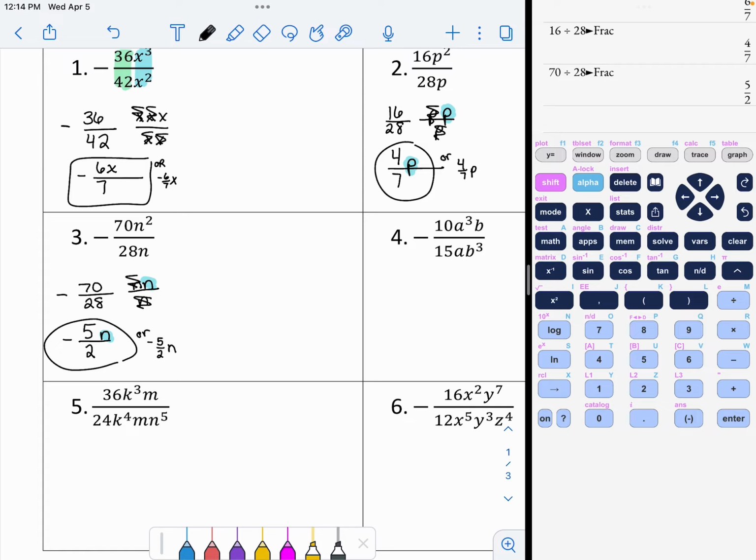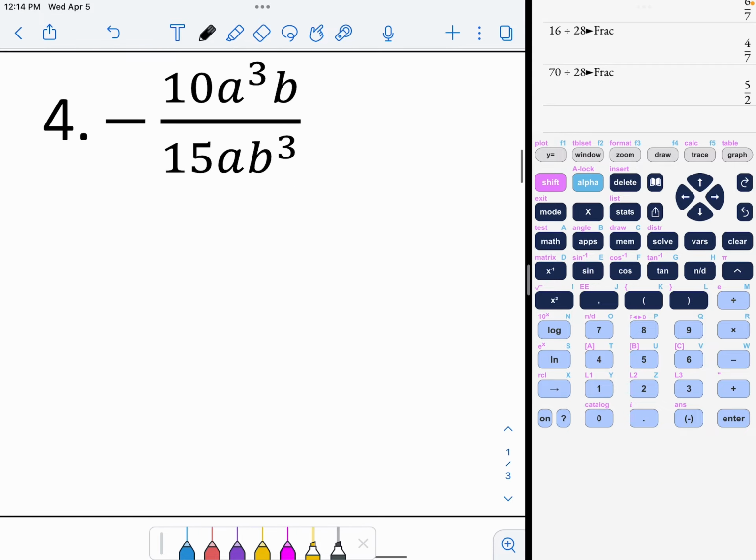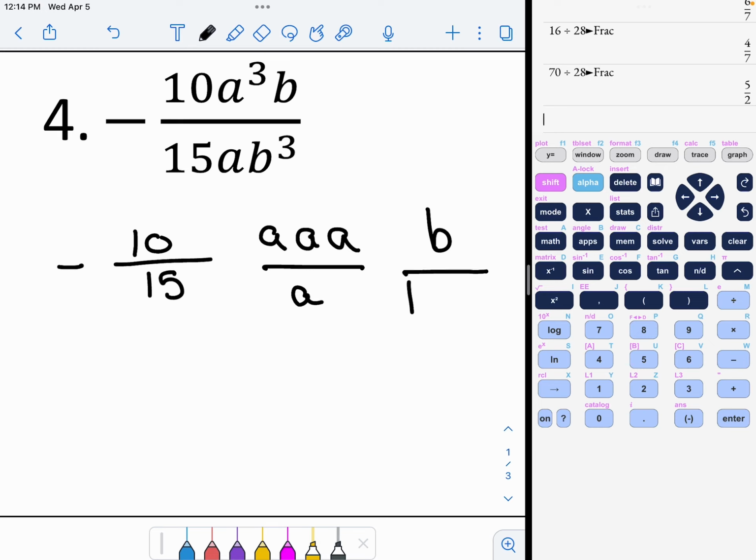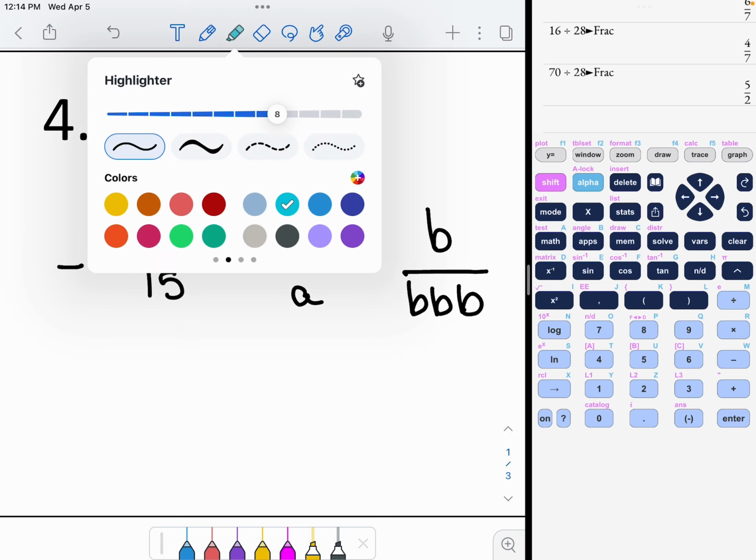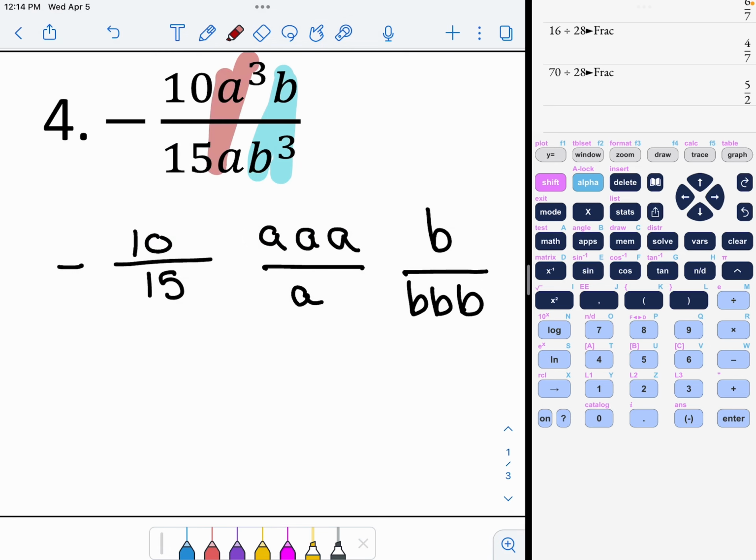Let's look at number 4. Here's your negative sign. Here's your 10 and your 15. Here's your a cubed and your single a. Here's your b and your b cubed. So notice I did a fraction for the b's, I did a fraction for the a's, and I did a fraction for the coefficients. That looks like the same color. My bad. Okay? So I color coded them so you can see why I had 3 fractions.